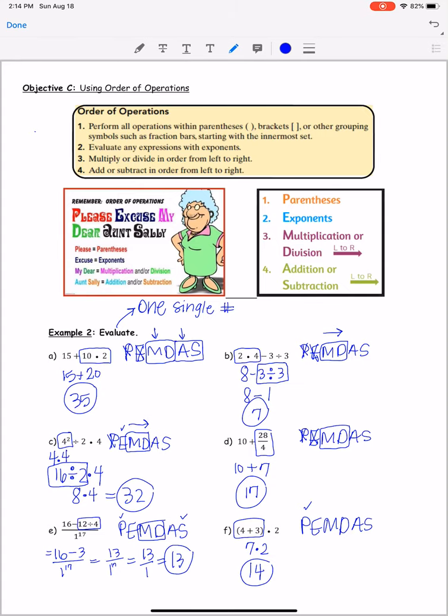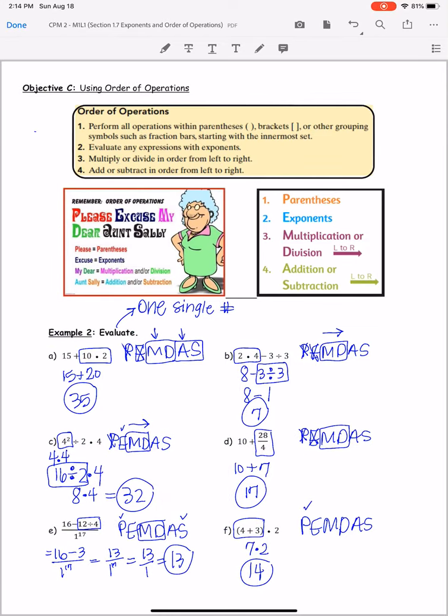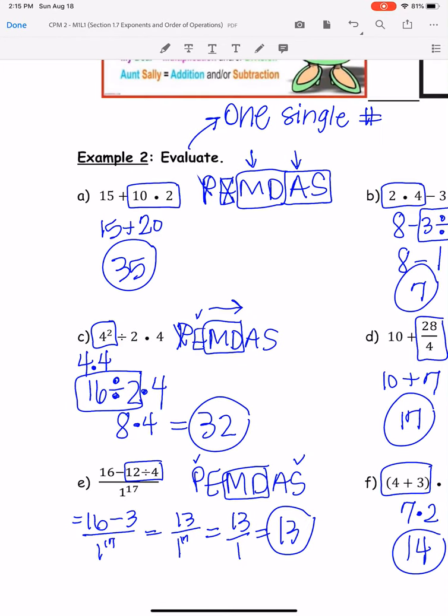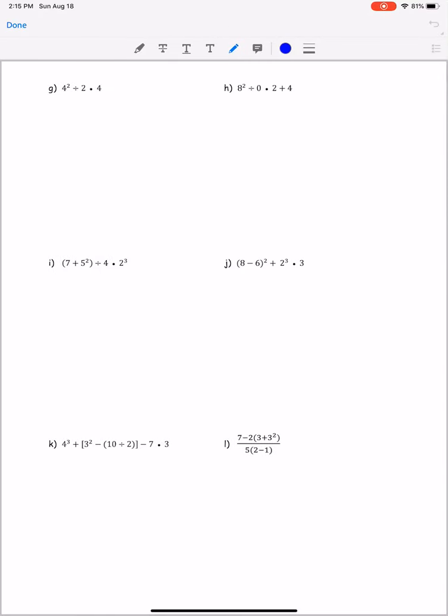All right, let's turn the page. We're actually going to get into some harder order of operations problems. And I am going to skip G, because if you notice, G is the exact same thing as what we did right here on C. So I'm going to skip G. I'll just write here, look at problem C.